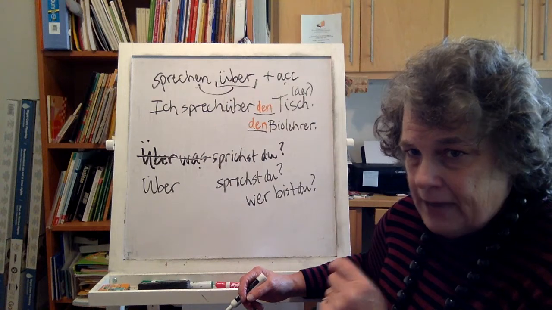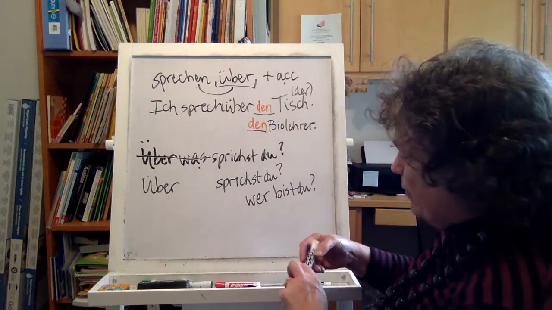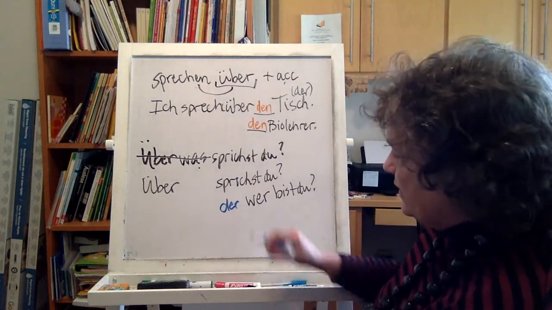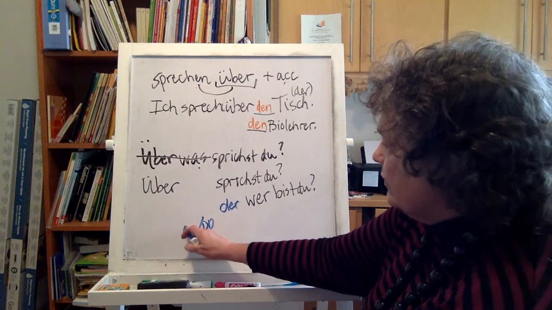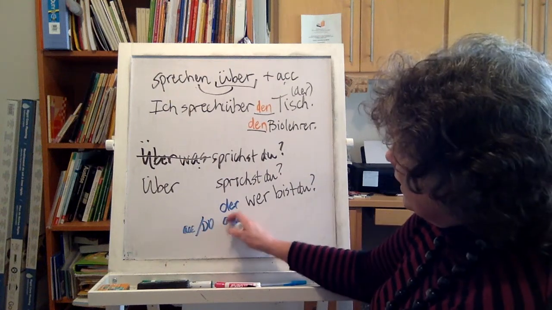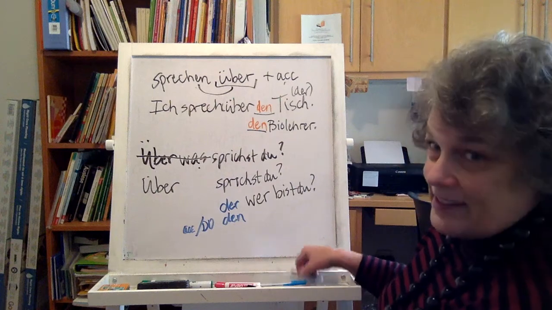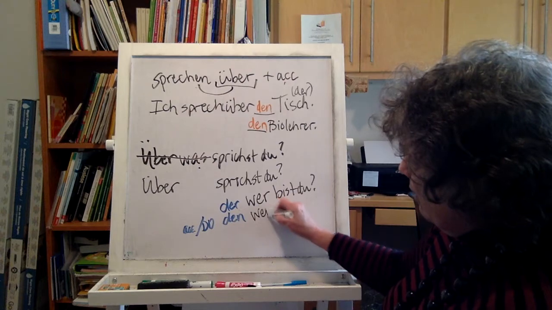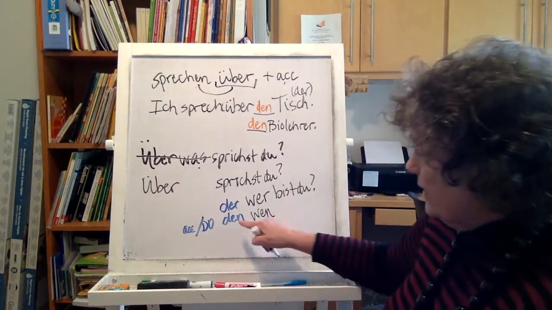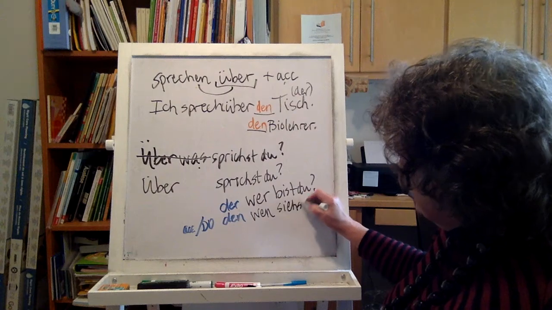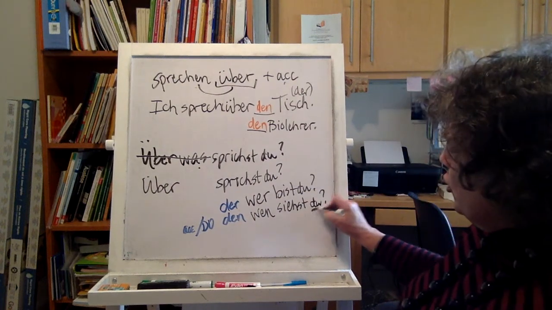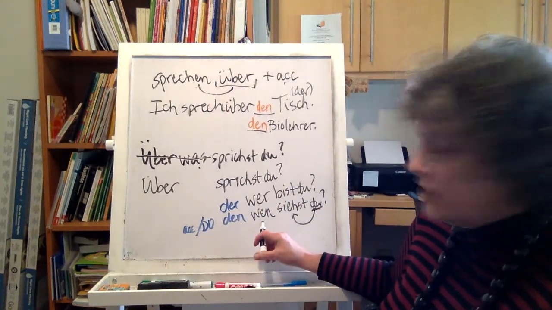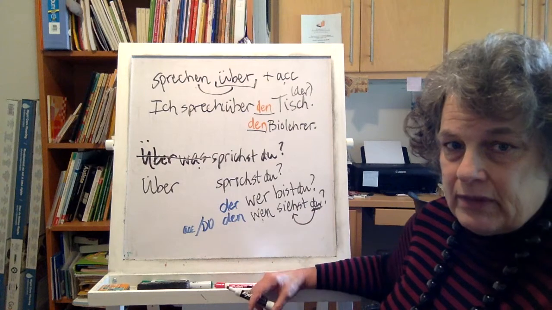Okay? So the easiest way to remember this is you know that der looks like wer. So der in the direct object or the accusative changes to den, right? Well, guess what? The wer that looks like the der changes to wen, which looks like den. Siehst du. So you are doing the seeing, so you can't use wer. Who it is that you're seeing is what you're asking, so it has to be wen.